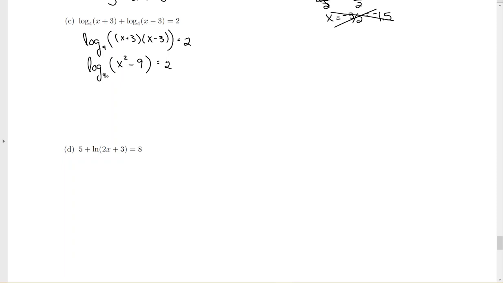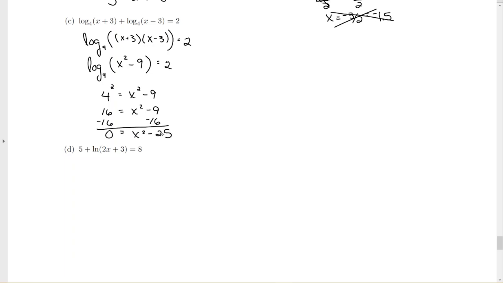Rewrite the logarithm as an exponent. Get rid of the word log, bring down the 4. So I have 16 equals x squared minus 9. Set it equal to 0. And I get x squared minus 25.